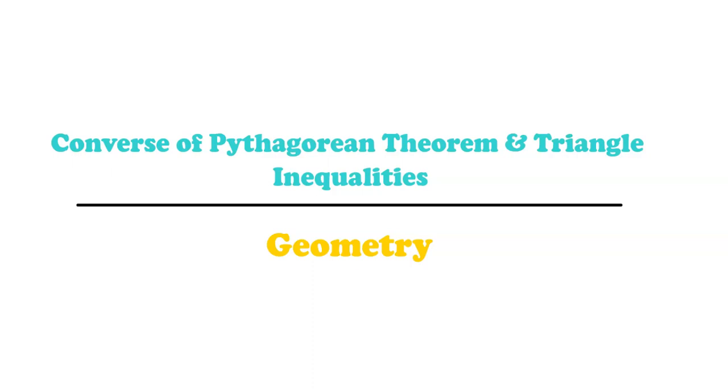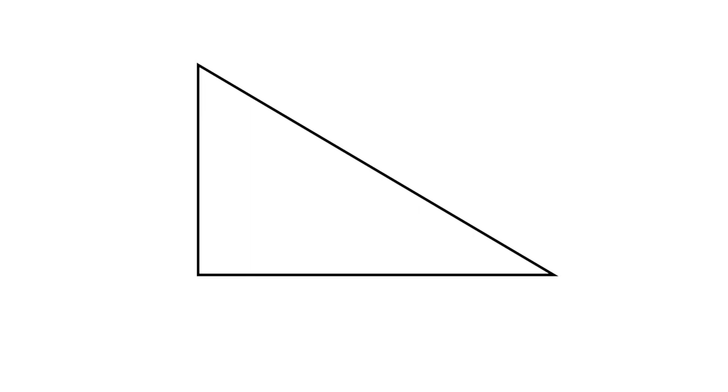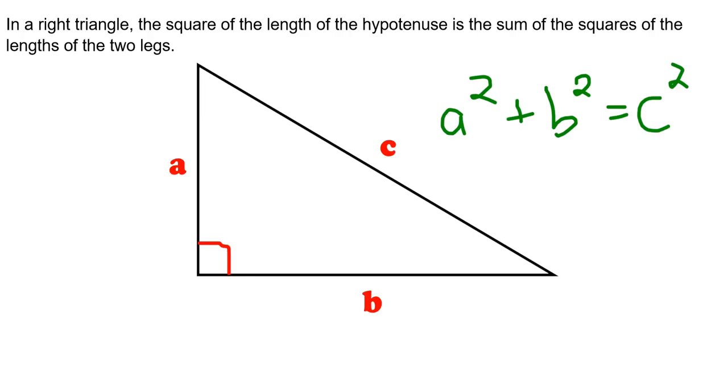So this video is a follow-up to the Pythagorean Theorem and talks about the converse of the Pythagorean Theorem and two resulting inequalities that make some statements about triangles based on the Pythagorean Theorem. As a quick review, remember the Pythagorean Theorem deals with right triangles and says that if your triangle is a right triangle and you square the length of the hypotenuse, then that is the same as the sum of the squares of the lengths of the two legs.